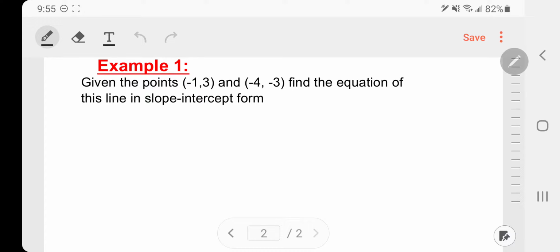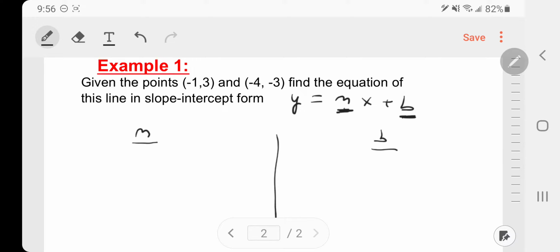Given the points -1, 3 and -4, -3, find the equation of this line in slope-intercept form. Again, we know that slope-intercept form is y equals mx plus b, and we are looking for 2 pieces of information. We need the slope and we need the y-intercept, or b. So I'm going to break this into 2 sides. On the left side, I'm going to find my m first, and then I'm going to use that in one of my points to solve for b.